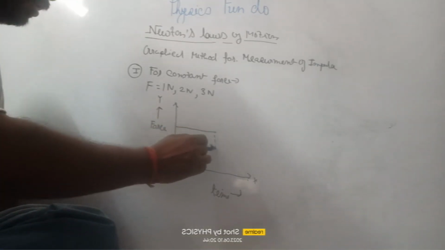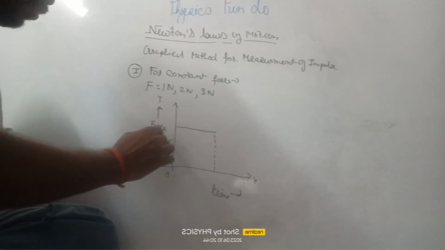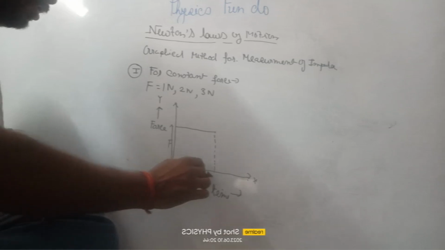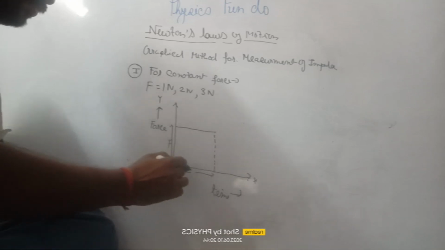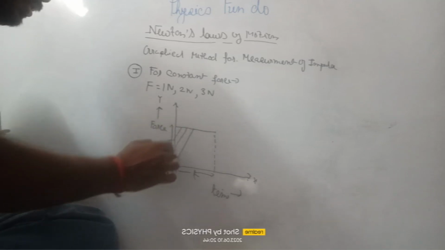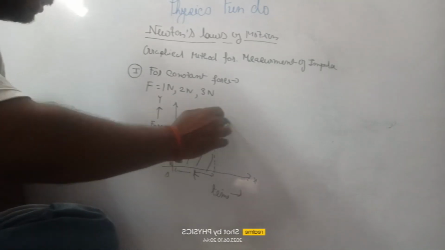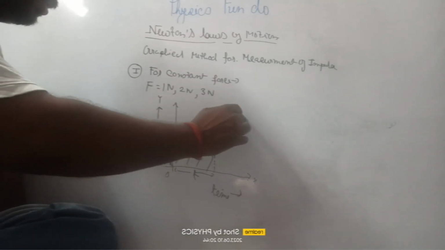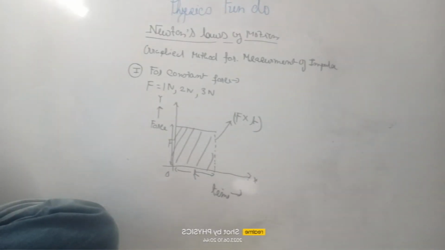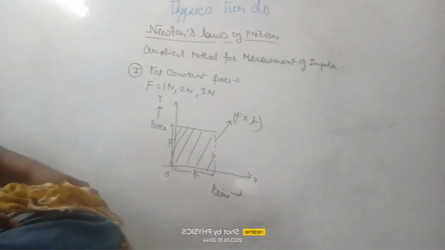Now draw perpendicular over the time axis. If it is the force F and it is the time T, then the area covered by the graph is the impulse of force, that is F into T.